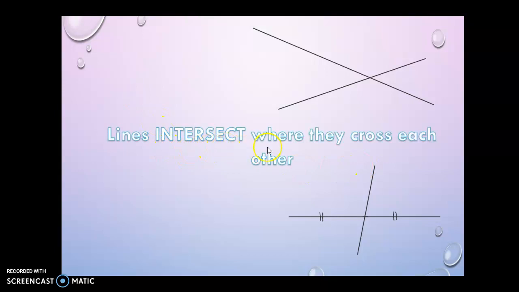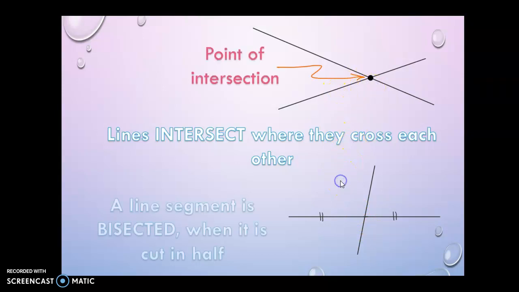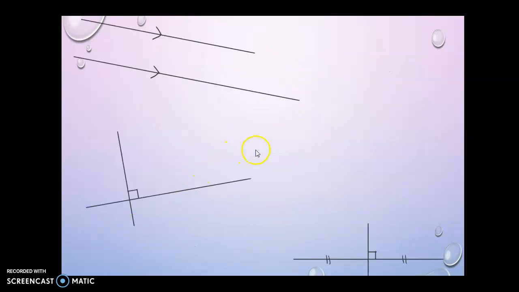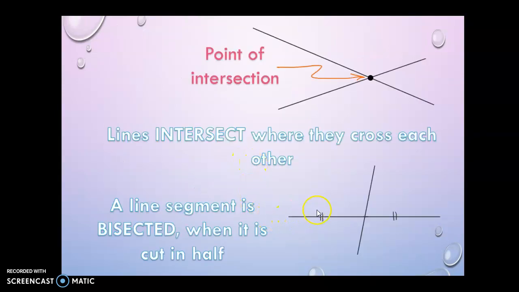Lines intersect where they cross each other. So here's a point of intersection. Here's another point of intersection. Okay, so there we are, highlighting the point of intersection. Okay, so that's your point of intersection. And here now, a line segment is bisected. That's a good word, bisected, where the line is cut in half. So you can see this line here bisects it into two equal halves. Okay.